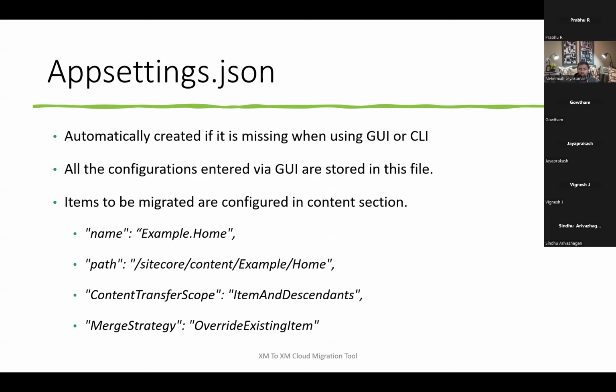It is very similar to the CLI content serialization that we have for Sitecore, but a little different in the attribute names. For content transfer scope, currently it supports only one option, which is item and descendants. If you select a parent item, it will migrate everything from that item to all its descendants. In content serialization, we had options of showing only the parent, only children, or only descendants. Such options are not available in this particular tool.